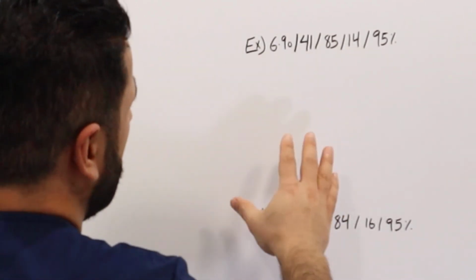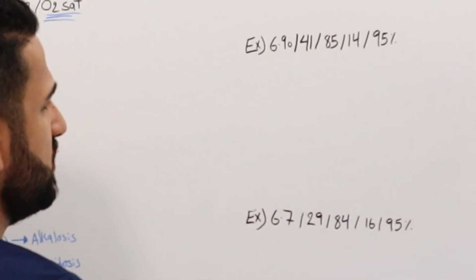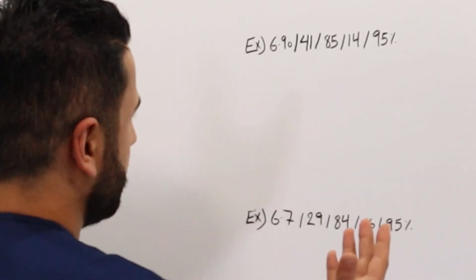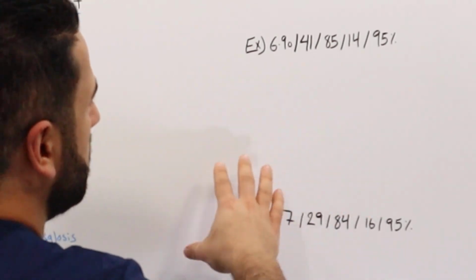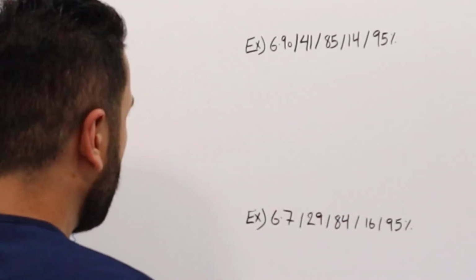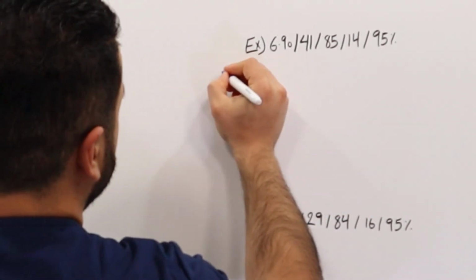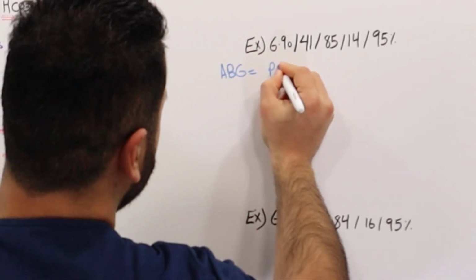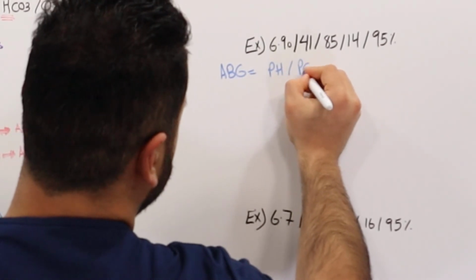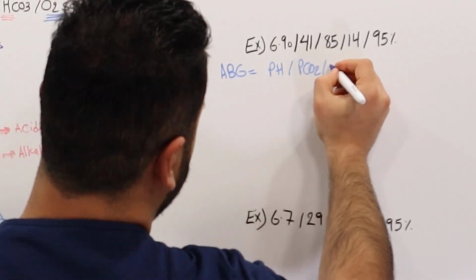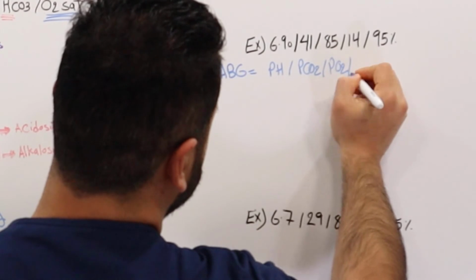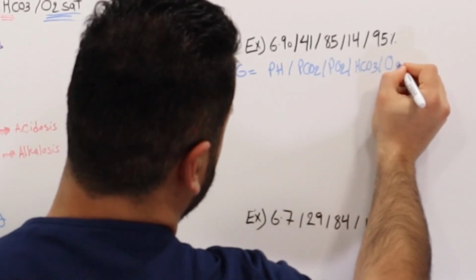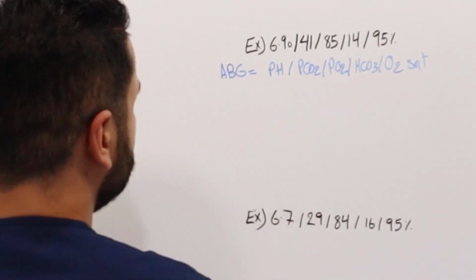But if you're working in a hospital, this is probably going to be given to you with all the pH and all the symbols. So it's not going to be as hard, but it's always good to keep in mind which one belongs to what. So let's go ahead and write that again. So ABG equals pH / PCO2 / PO2 / HCO3 / O2 saturation.